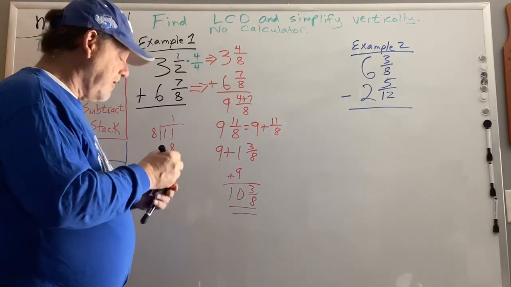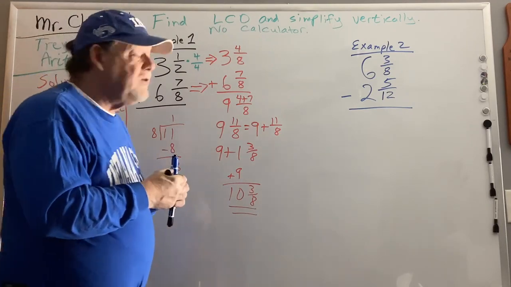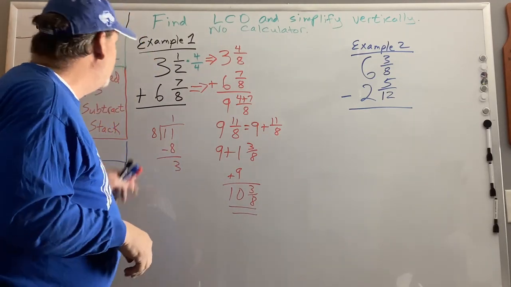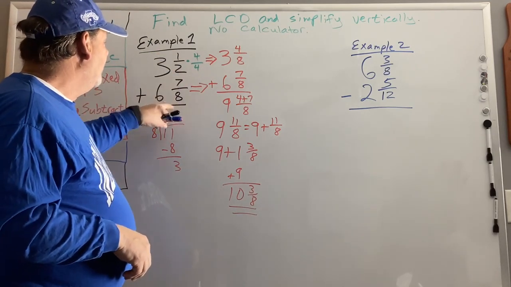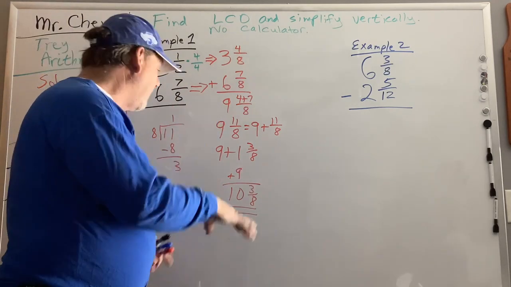Now that was a lot easier. Could you have done it the other way? Yes. You could have made this 6 7/2 and made this 55/8, but then you have to convert it back.